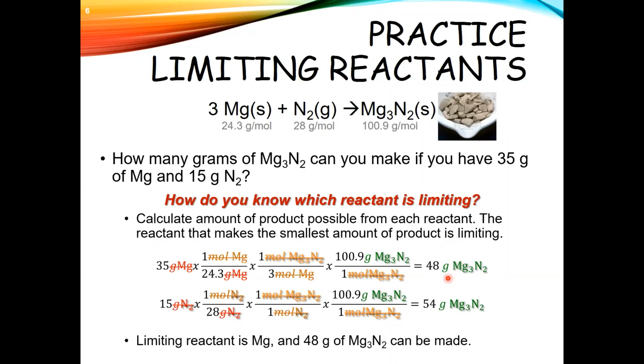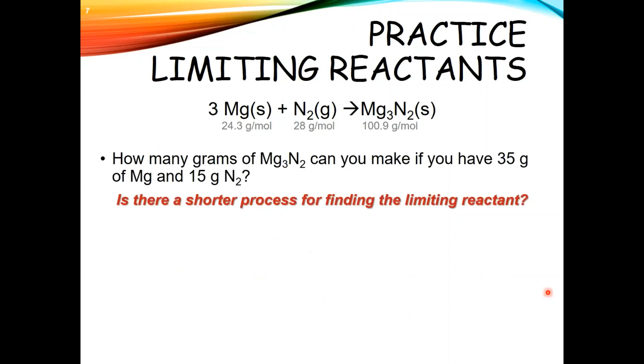There's not enough magnesium to make 54 grams of Mg3N2. There might be enough nitrogen. There's not enough magnesium. So our limiting reactant then is magnesium, and we can produce just 48 grams of the Mg3N2. Okay, but the question is, is there a little bit shorter process for finding the limiting reactant?